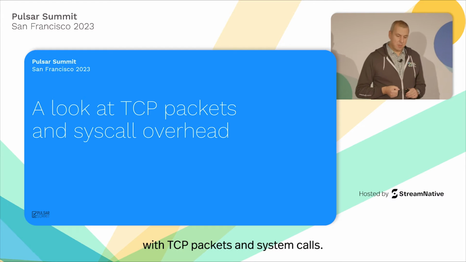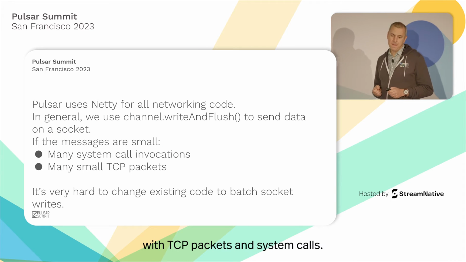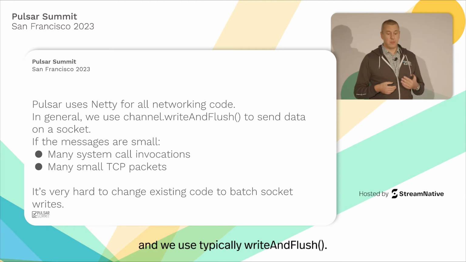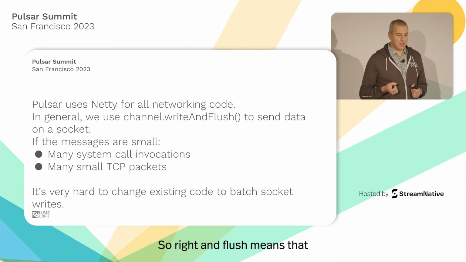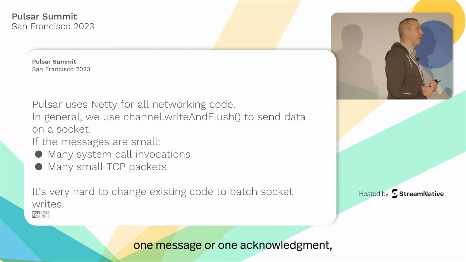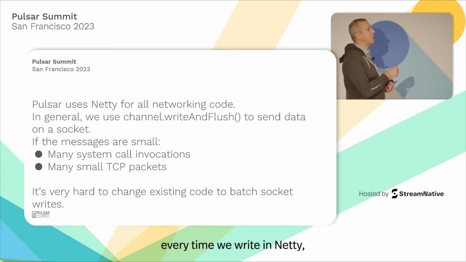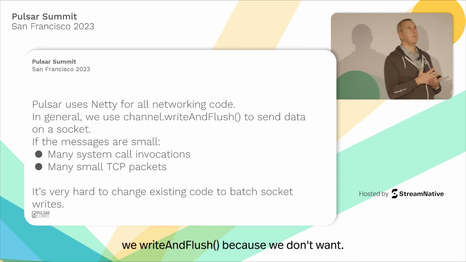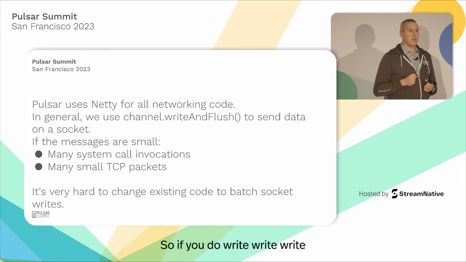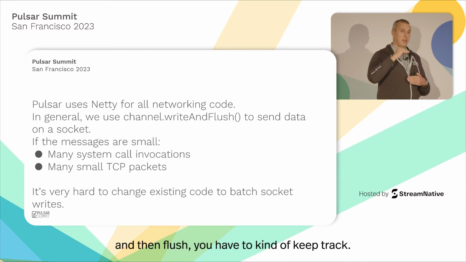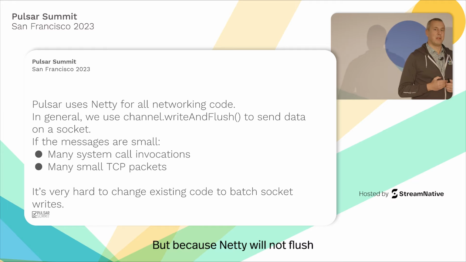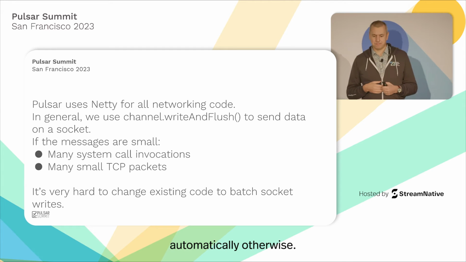So I talked about TCP packets and system calls. One of the reasons is that we use Netty and we typically use write and flush. Write and flush means that whenever you send a message, or one batch with one message, or one acknowledgement, every time we write on Netty, we write and flush. With Netty, you can either do write, or write and flush. If you do write and then flush, you have to keep track: okay, I did 10 writes, now I have to issue a flush, because Netty will not flush automatically otherwise.